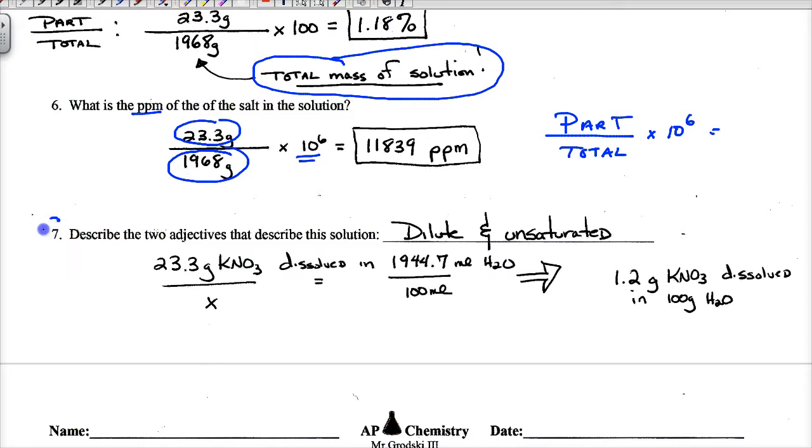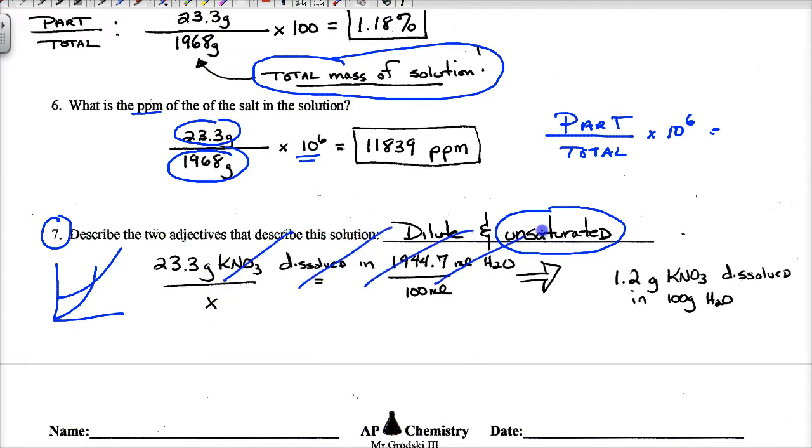Number 7 is really meant for honors chemistry because we need to have a table G, a solubility curve table, to see if it's on the line or below the line for a particular temperature and pressure. So this is not part of AP Chem. So you can just scratch that.